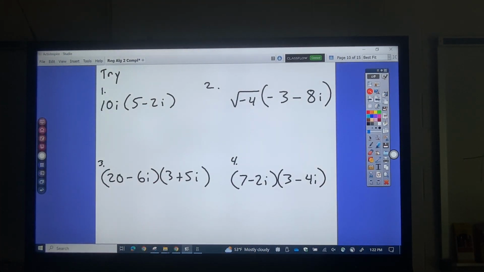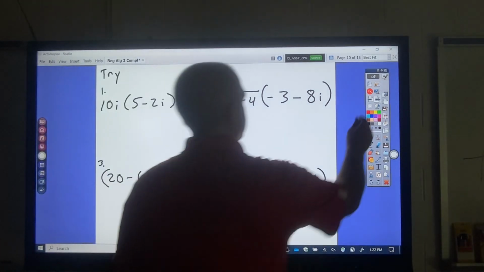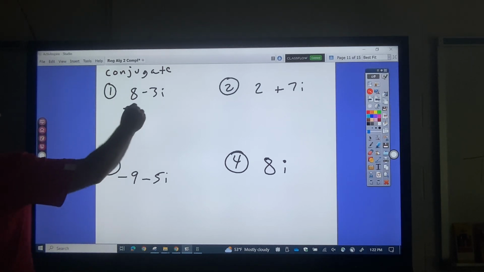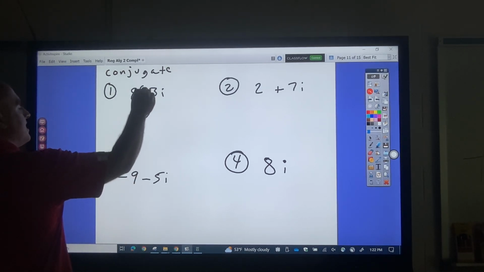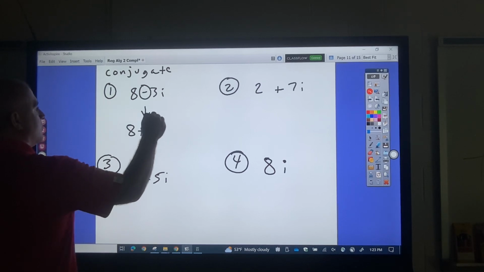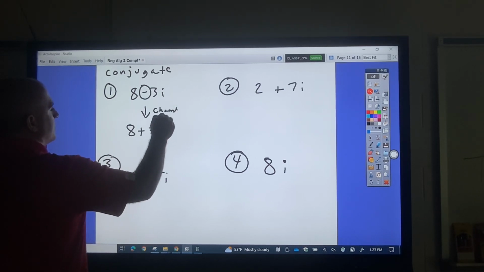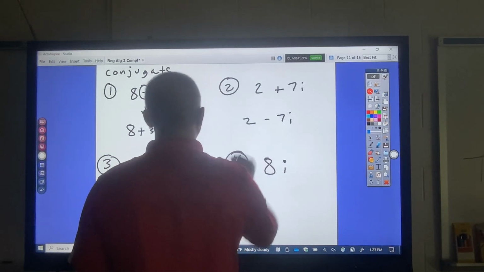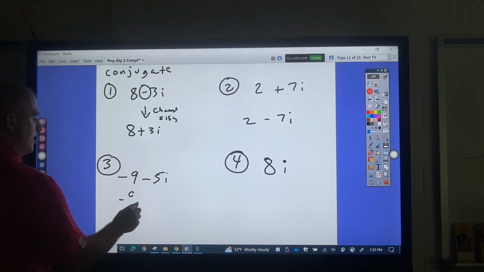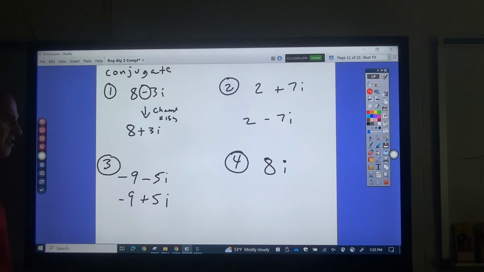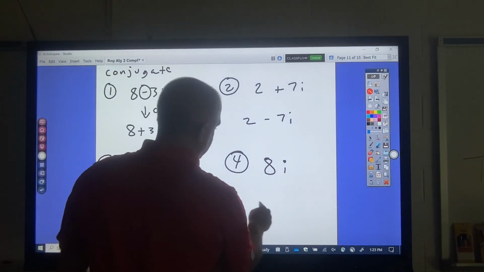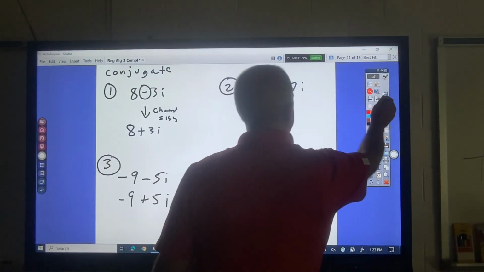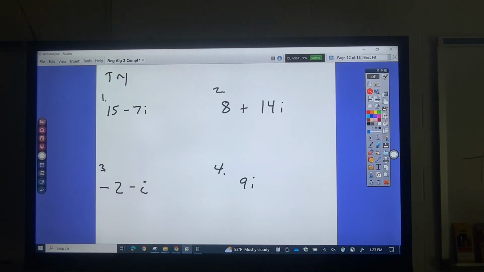Go ahead and try those on your own. Okay? Conjugate. Here's the concept of conjugate. Whatever sign is here, it changes. So the sign in front of the imaginary part changes. So this would be 2 minus 7i. That's the conjugate. This would be negative 9 plus 5i. Notice the only thing that changed was that sign. Now if you have this, what sign's in front of there? That's positive, so my conjugate is going to be negative 8i. Okay? Go ahead and try those.